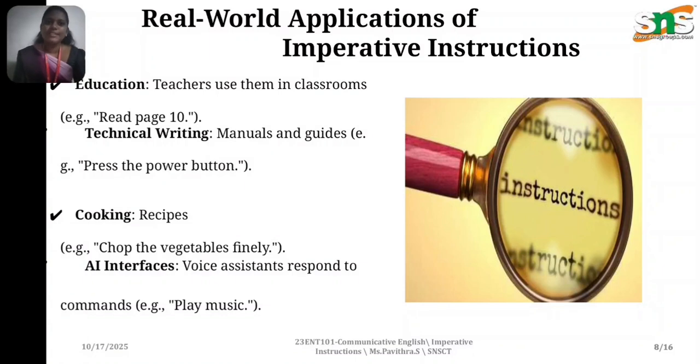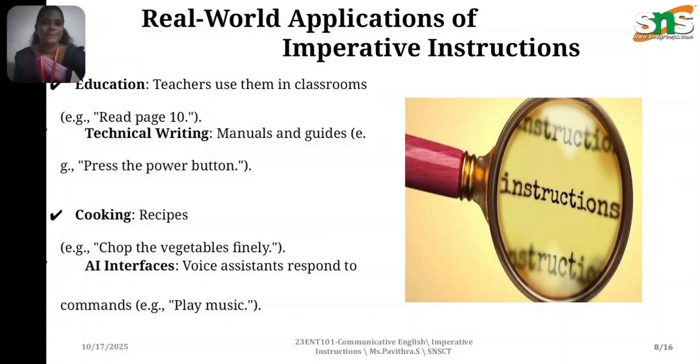Okay, so real world applications of imperative instructions. We use these instructions in education, for example, a teacher uses them in classrooms. We also use them in technical writing, like manuals and guides, where we give instructions. And in cooking recipes, for example, chop the vegetables finely. This is an instruction, right?